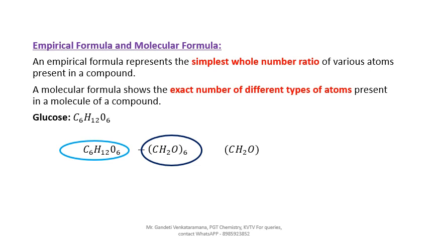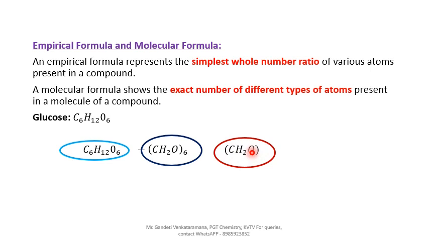Now check the bracket, CH2O. This is called the simplest whole number ratio. Whatever the term mentioned here, simplest whole number ratio means in a compound. Actually, this is your compound, but what is the simplest whole number ratio? CH2O. This is the simplest whole number ratio. So this is the molecular formula and this is called the empirical formula.